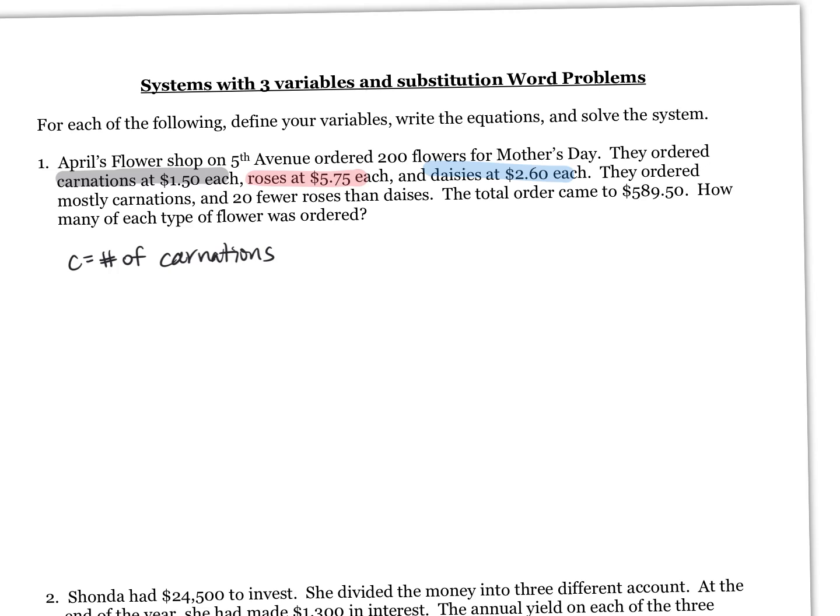C is going to be the number of carnations. R is going to be the number of roses that we buy. And D is going to be the number of daisies. And that might seem a little redundant, but I really think it helps once we start writing our equations.